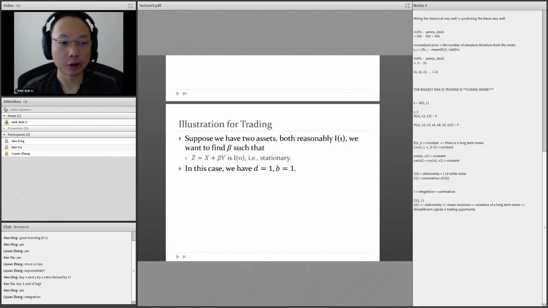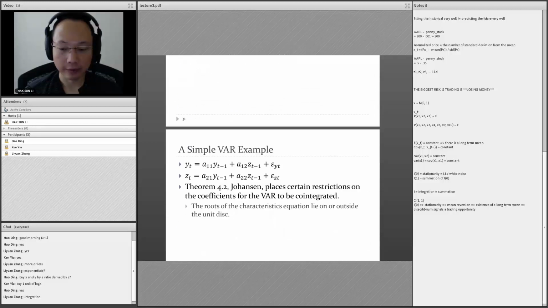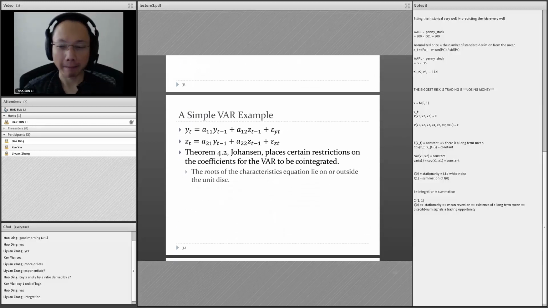Let's illustrate co-integration with a simple example. The mathematics inside the co-integration mechanics is very complicated. You have software to do it most of the time, so you don't need to really understand it. But in order to understand the intuition behind co-integration, we're going to illustrate it with a simple example. Now, Hector, you have a question?